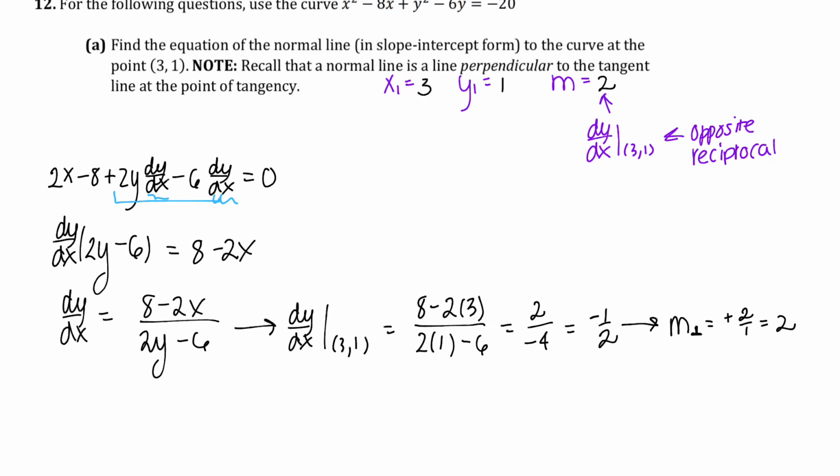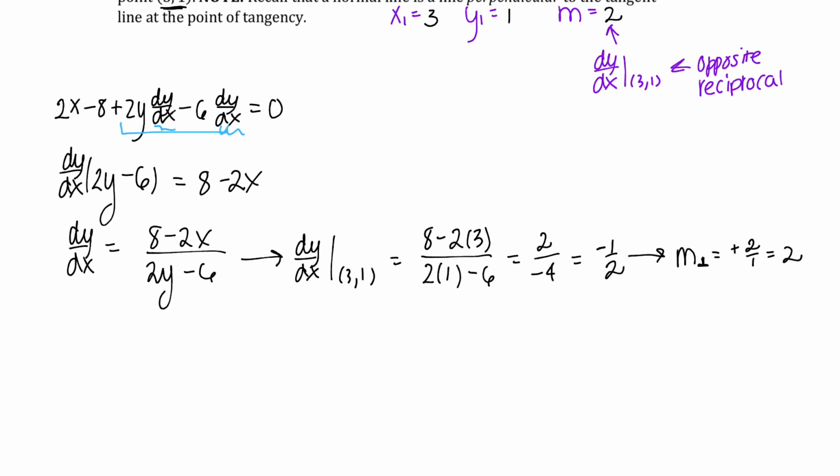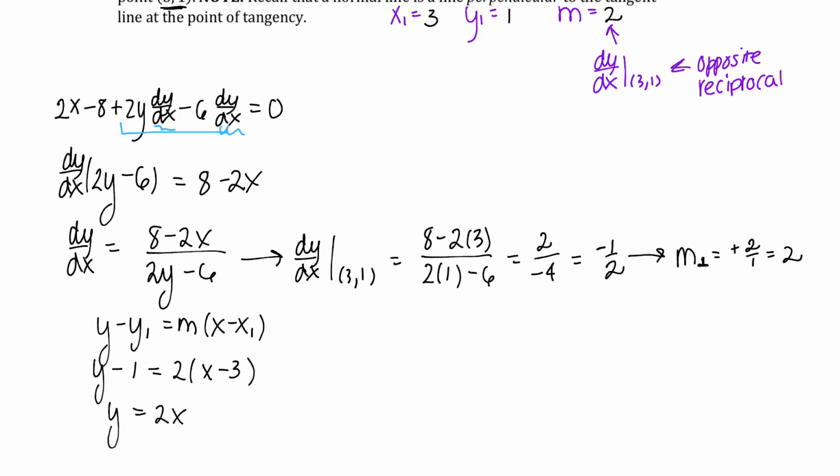X1 and Y1 were given to us right here. So you have y minus y1 equals m times x minus x1. Y minus 1 is equal to 2 times x minus 3. In slope-intercept form, we have 2x minus 6 plus 1, so 2x minus 5.